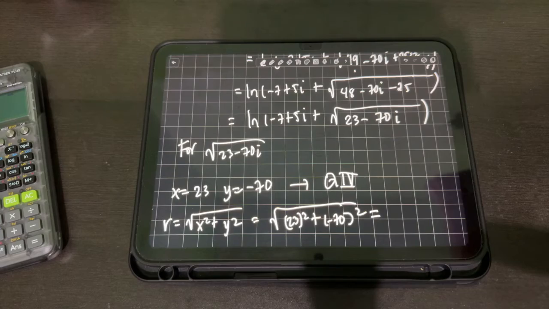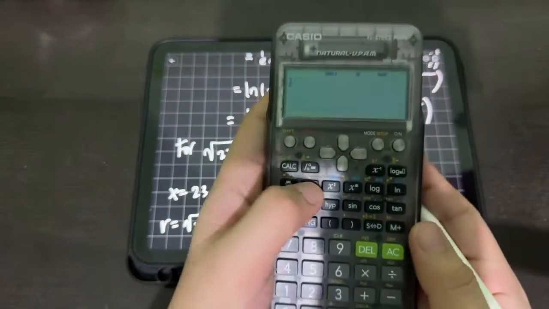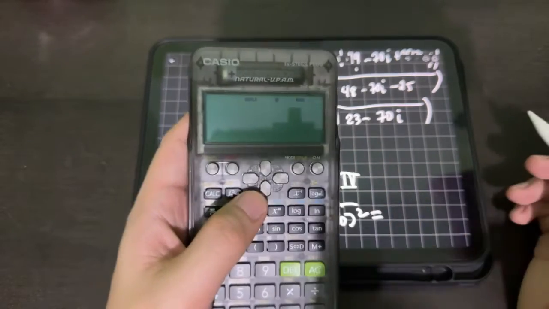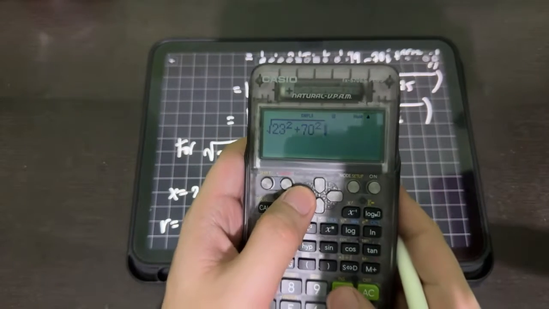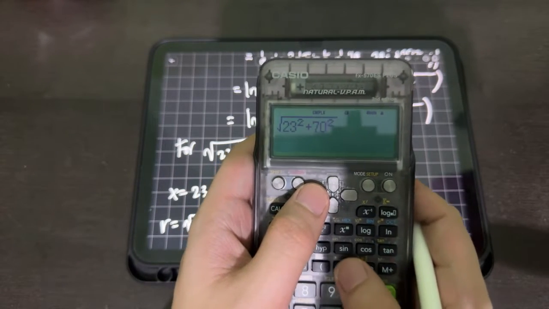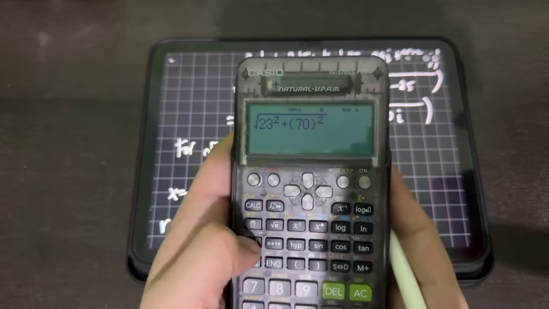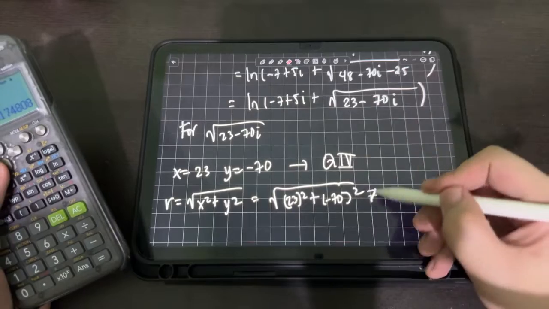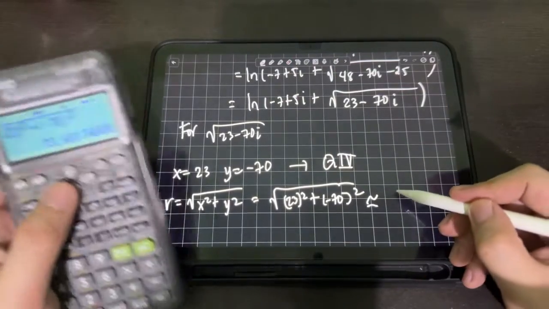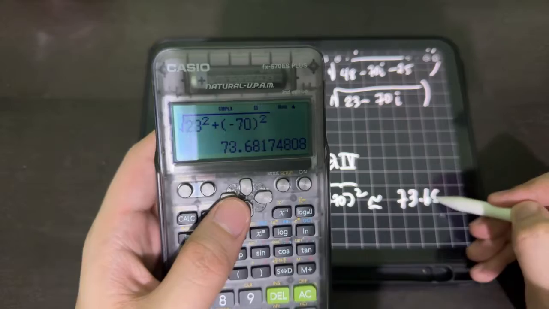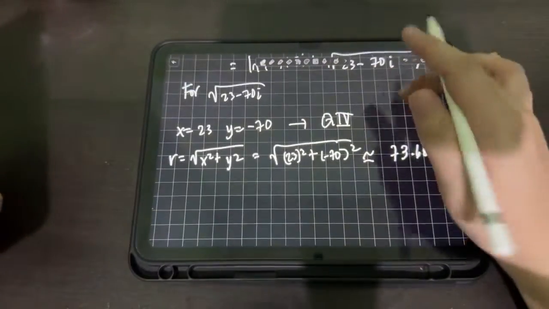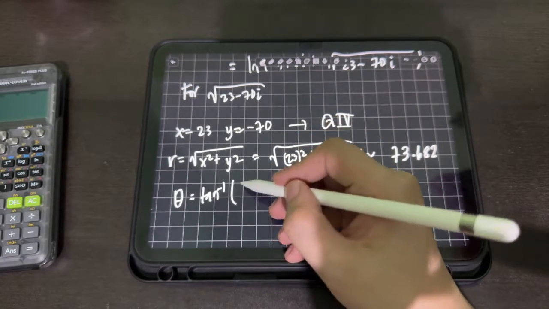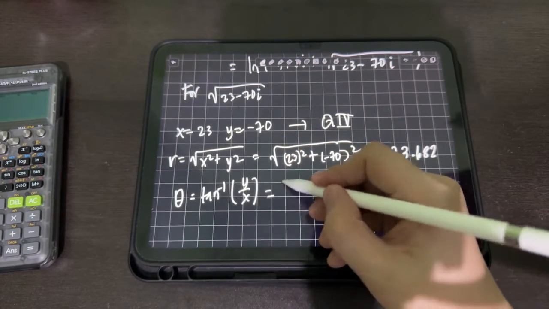So it's equal to, using our calculator, the square root of 23 squared plus negative 70 squared. It should also be the same, because once you square the negative, it will be positive. So approximately 73.682. Okay. For the theta, the formula for theta in quadrant 4 is arctan y over x, right?